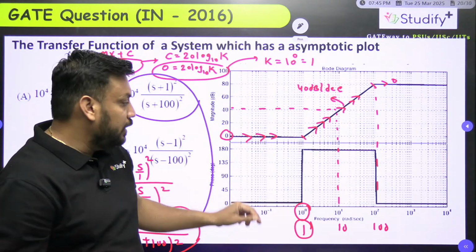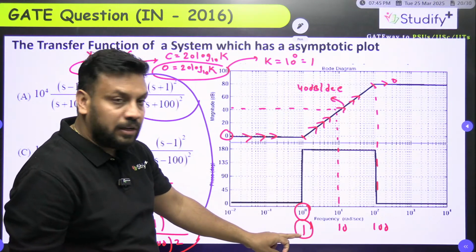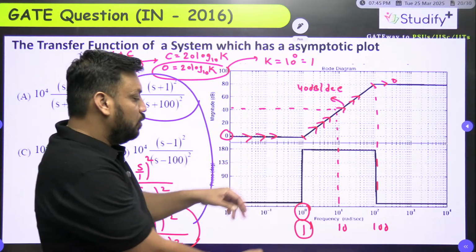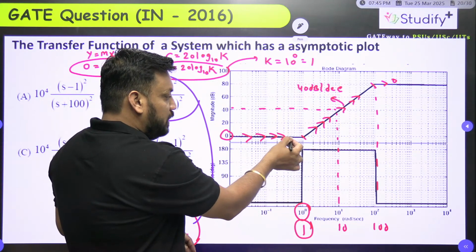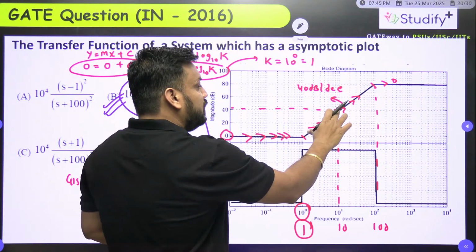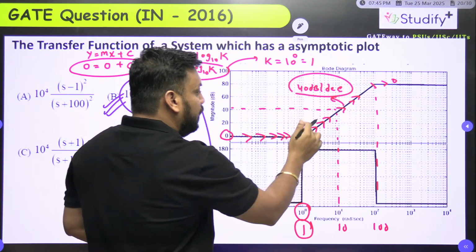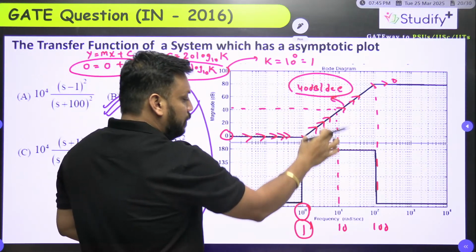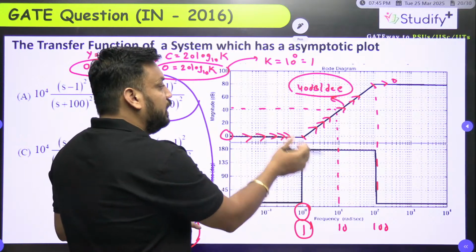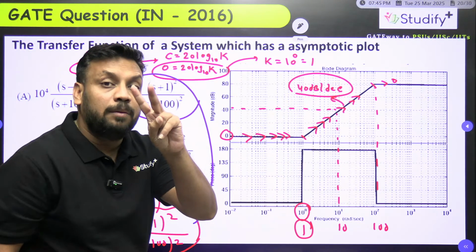So again, I am repeating, as soon as the first corner frequency 1 comes, we need to check how much change in slope occurs. So look, before 1 the slope is 0, and just after 1 there is a change in slope. And what is this slope? 40 dB per decade, because on the Y axis we have 40 dB, and this is 1 to 10. 1 to 10 is 1 decade. So 40 dB per decade says that there will be 2 zeros.